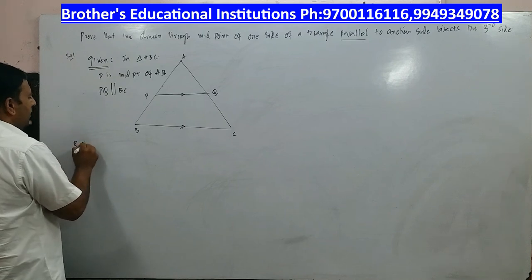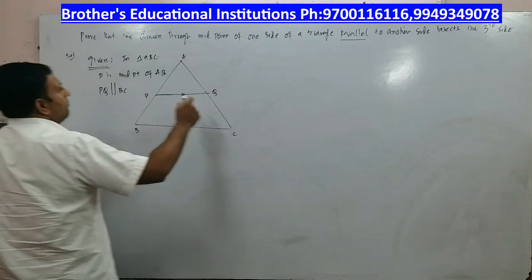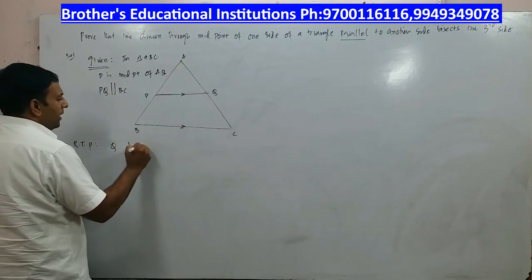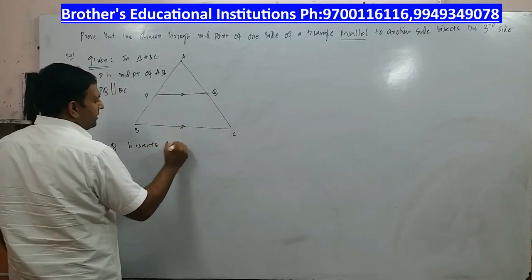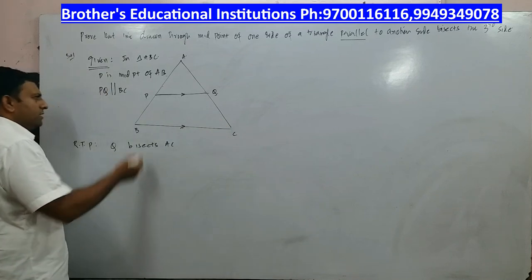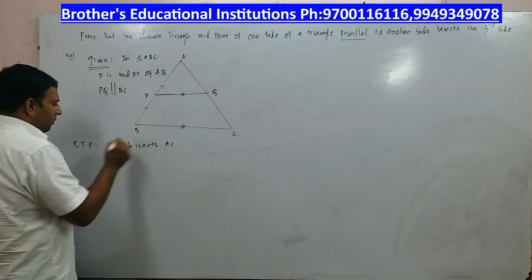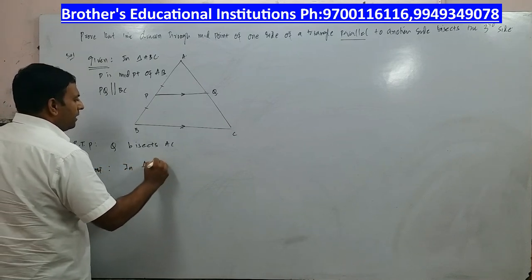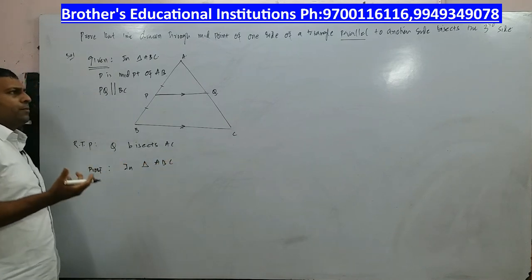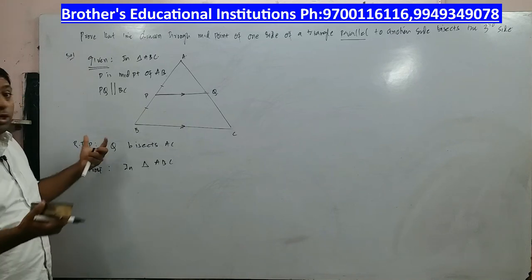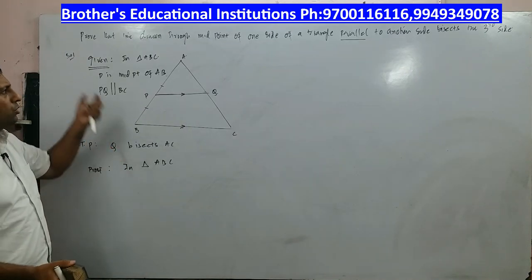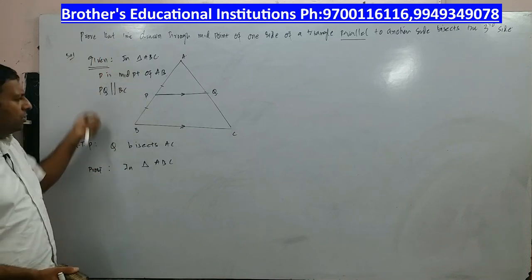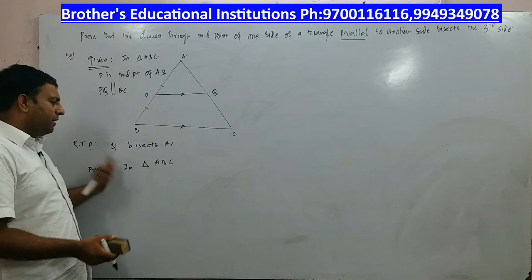What is RTP? Required to prove is what? We have to show that Q bisects AC. Q bisects AC. Bisect means dividing into two equal parts. These two are equal. Now, proof. In triangle ABC, see, the problem is very simple. What is important is how you construct the problem, right? So you must read carefully. And very easily, once you understand the concept, you can easily construct the problem. You must do repeated practice.